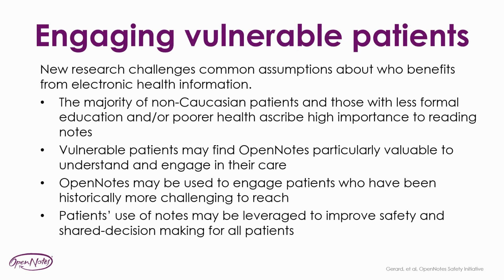So specifically talking about vulnerable populations, there's new research that challenges the common assumption about who benefits from electronic health information. I think Dr. Chen spoke a little bit to this, but we're learning that this is a really helpful thing for shared decision making and safety. It's really important to build trust, especially in populations that have been historically harmed by the medical system and may have a lack of trust. Having this level of transparency is very helpful.